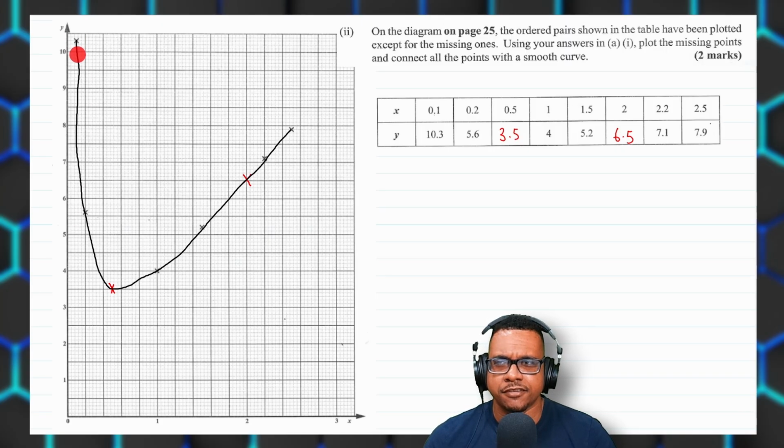Alright, not the best, but it's a freehand curve to try to connect all these points with a smooth curve. So this will be a graph here.